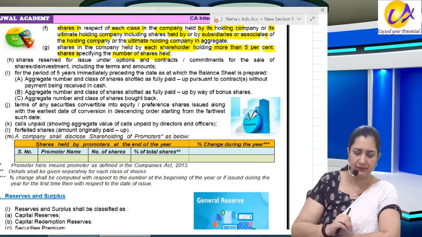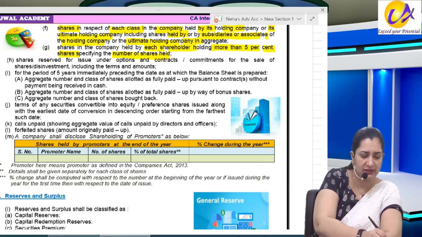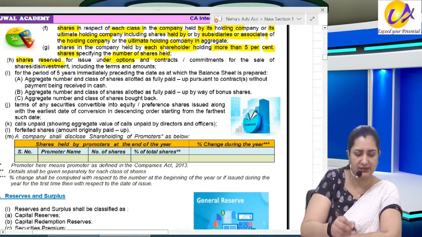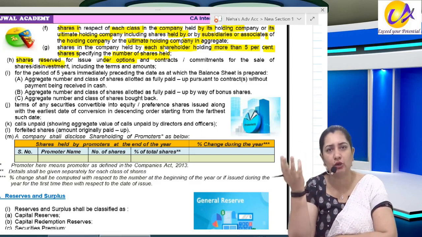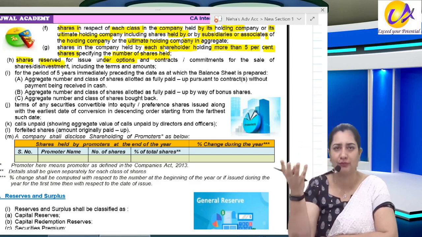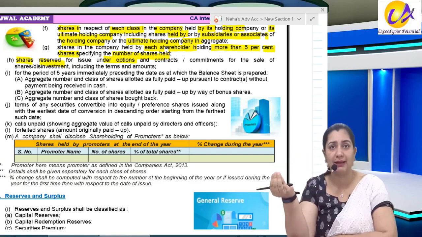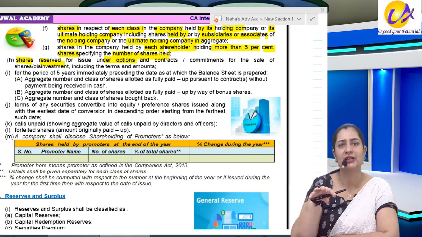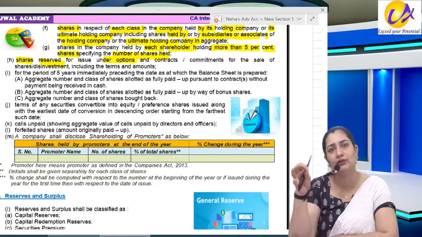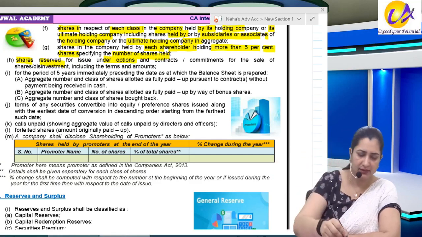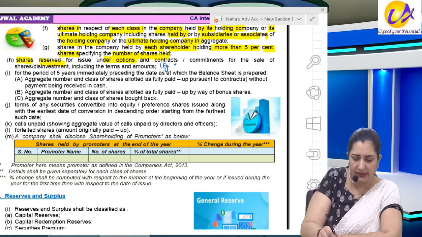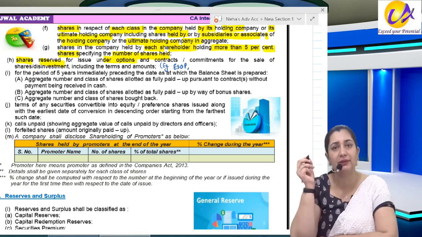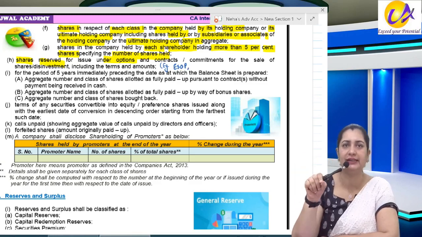Then also we have to give any shares which are reserved to be issued under options. So if someone is holding an option to buy shares in a company, like ESOP, employee stock option plan, employees have an option that they can buy the shares of the company. Whatever such contracts are there, you have to give the details. So for this, you can have ESOP, employee stock option plan. Whatever number of options they have, we have to give the details here.